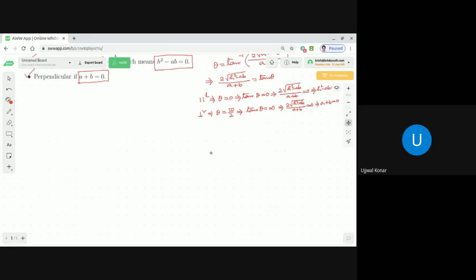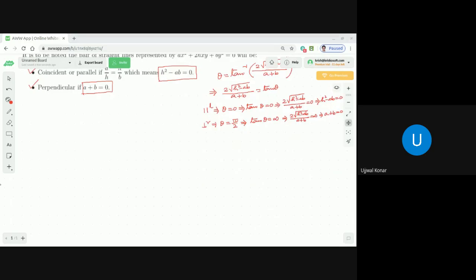The next point I am going to discuss is about the bisectors of these straight lines. So how can we find the bisectors of the angle between the pair of straight lines represented by ax square plus 2hxy plus by square equal to 0? Now here I'm going to discuss this point. Let me first keep the study material, and then I will discuss.